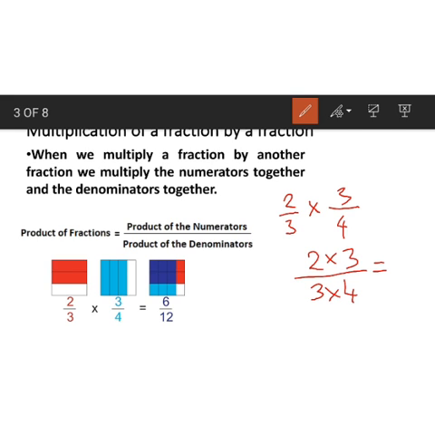So, what will we get? 2 into 3, we get 6. By 3 into 4, it will be 12. So, we have got the answer as 6 by 12.